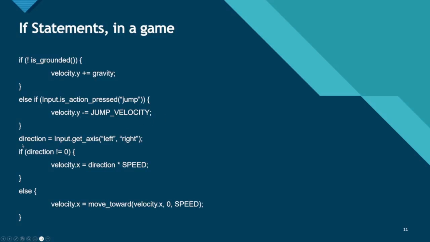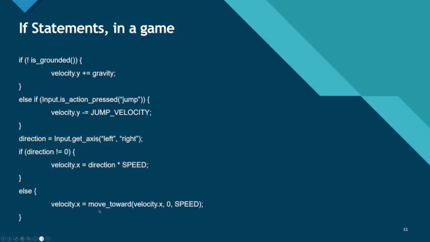Now here's another example. In this case, this function get axis just returns a value between, say, -1 and 1, and it depends on if the player's using the joystick. So if they're fully pressing the joystick to the left, it'll be -1. If they fully press it to the right, it'll be +1. And if they're not pressing the joystick at all, the direction will come back 0. So if direction is not equal to 0, meaning it's either less than 0 or greater than 0, then the direction times speed is their x velocity, so their horizontal velocity.